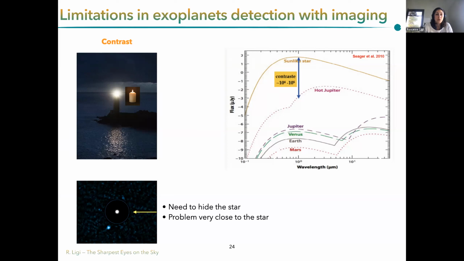When you want to detect an exoplanet close to a star, if you have a sun-like star and a hot Jupiter, the contrast is already 10 to the 4 to 10 to the 5. So detecting an Earth-like planet is very challenging. It's like trying to see a candle next to a lighthouse really far away, so very challenging. So to deal with this problem, usually we use coronagraphy. So we hide the star, and then we can see the exoplanet.